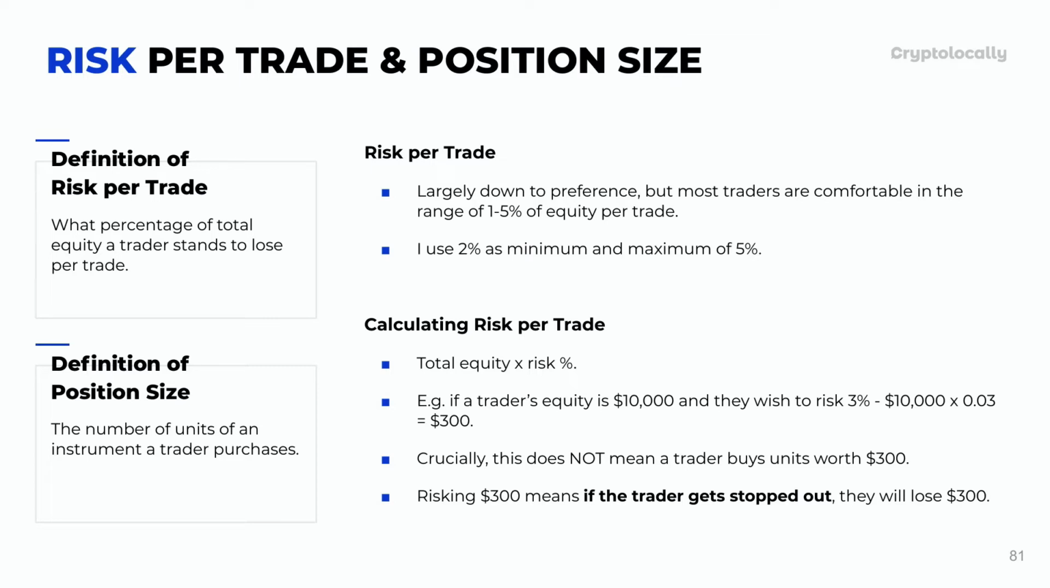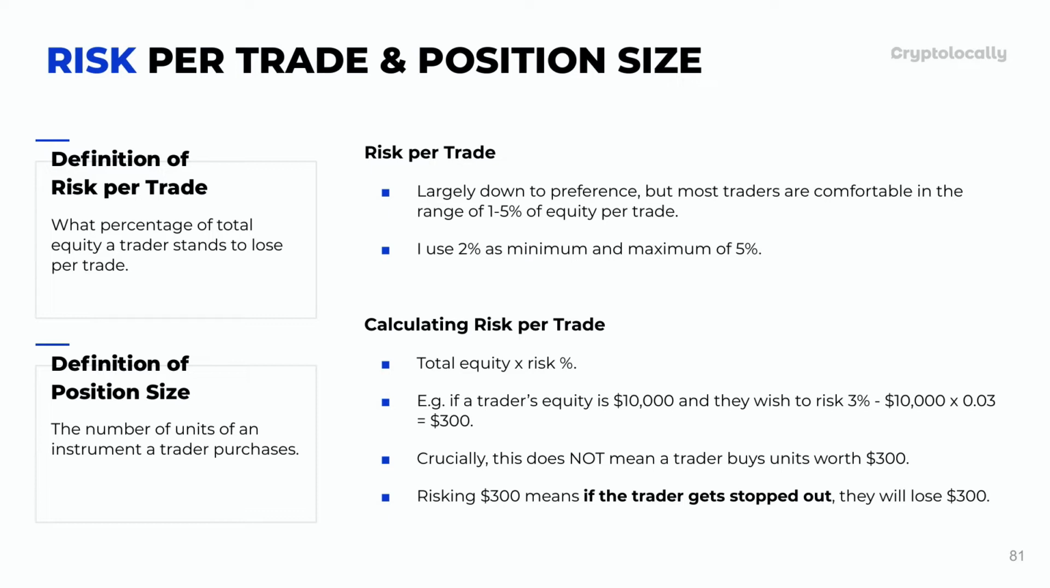So for position sizing, position size is the number of units of an instrument a trader purchases. So let's say you have $100, right? Let's say you want to buy a coin and the coin is worth $1 per unit, right? And you want to buy, let's say, 100. So you are going to be spending $100. So that $100 you are spending is your position size, right? You are buying 100 units of this particular coin for $100. So that is your position size. And you just don't pick your position size.